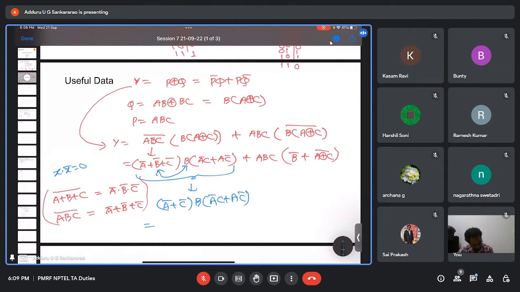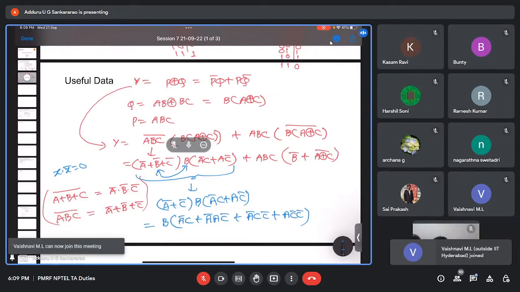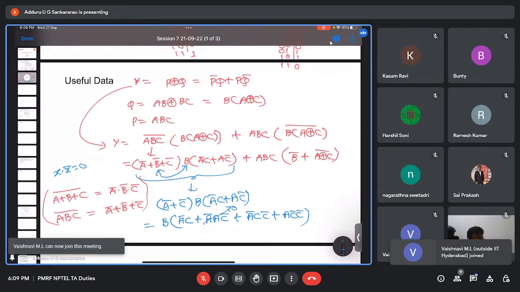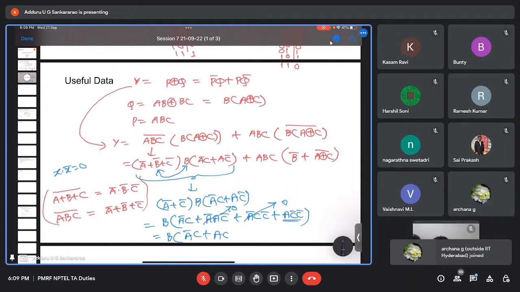And here what we get is B into, and we can use the distribution law. So what we get is A bar C plus, the next term is A bar A C bar plus A bar C C bar plus A C bar into C bar. So this will become 0 because A bar A is there. This also becomes 0, C C bar is there. What we are left with is B into A bar C plus A C bar. Okay, this is from the first one.